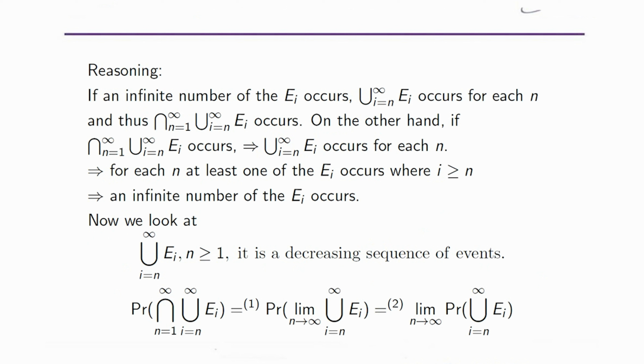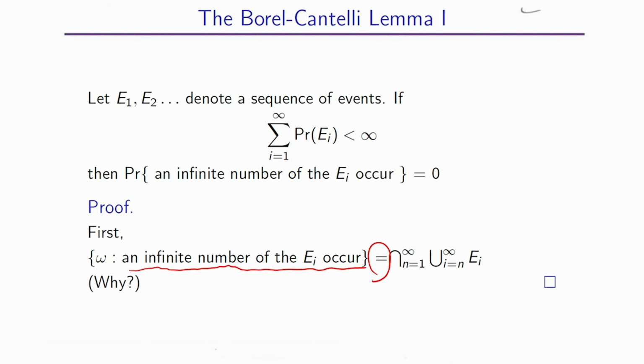Okay, so if an infinite number of the E_i occur, that means we have an infinite number of E_i, okay? Then that means the union of E_i, i from n to infinity, must occur for each n, so that you will have an infinite number of E_i occurring. And thus, this can occur. On the other hand, if we want to show that this occurs, then we know that the union of E_i, i from n to infinity, occurs for each n. And that means for each n, at least one of the E_i occurs for i greater than or equal to n. So we have an infinite number of the E_i occurring. So in summary, if you have an infinite number of E_i occurring, that means the union of E_i and the intersection of this set.